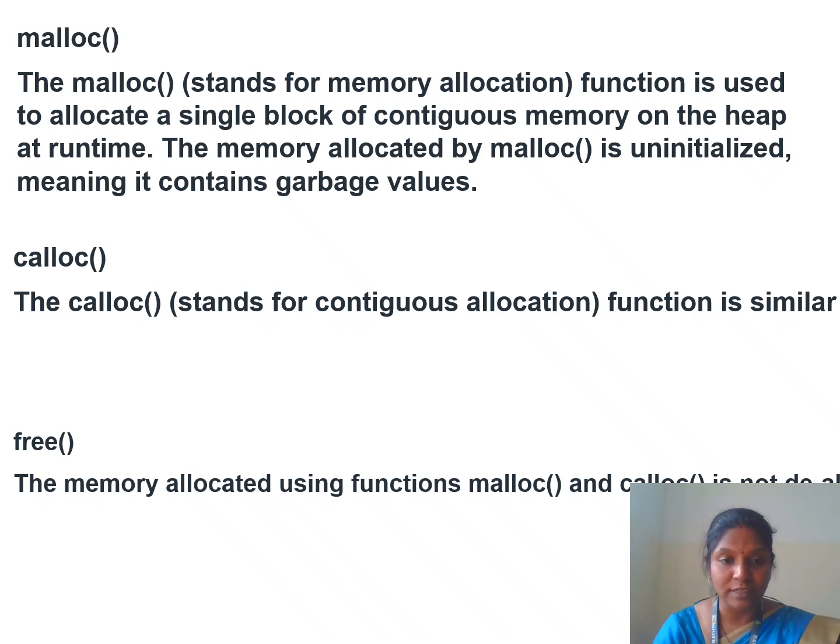And then third function is free. The memory allocated using the functions malloc and calloc is not deallocated on its own. The free function is used to release the dynamically allocated memory back to the operating system. It is essential to free the memory that is no longer needed to avoid memory leaks.